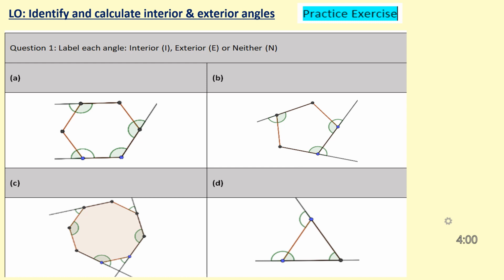Right, so we have some practice questions for you. 4 here, so give yourself 4 minutes, 1 minute each on these. You'll probably do them a lot quicker, most of you. Identify whether they're interior or exterior or neither, and then press play when you're ready for the answers.